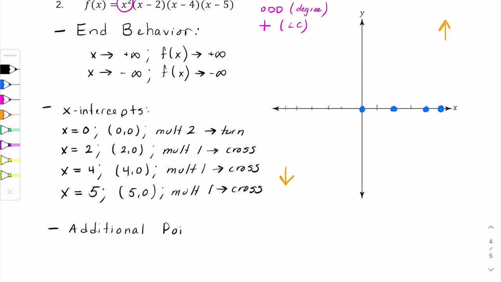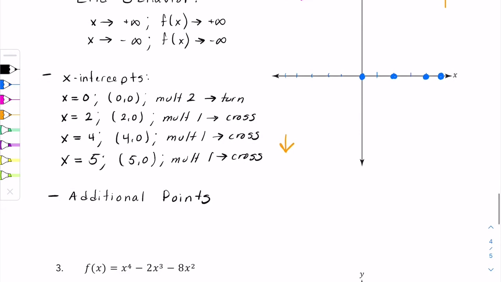Remember that when you find additional points, you pick an x value, you substitute that back into the original equation, you solve for y. So I'm actually just going to tell you the ones I picked to save a little time in this video. I'm going to start right here at x equals 1. When I substitute x equals 1 into the original equation, my output is going to be negative 12. So I'm going to have an ordered pair at positive 1, negative 12.